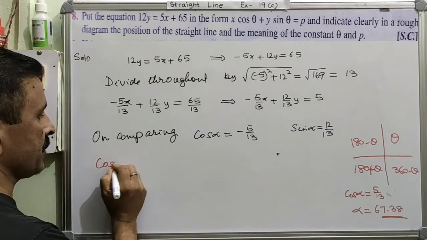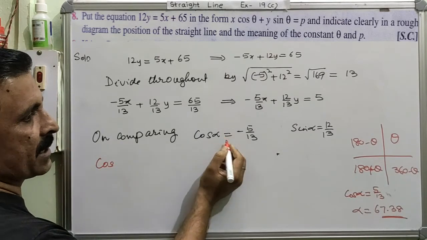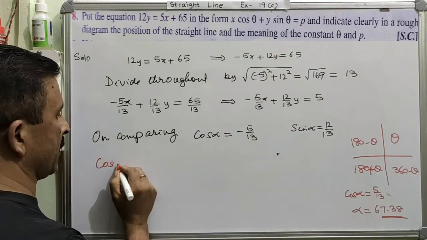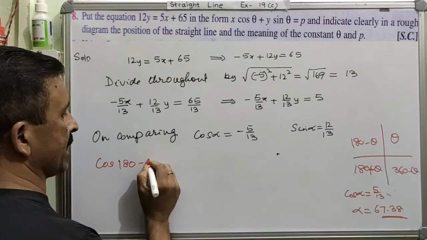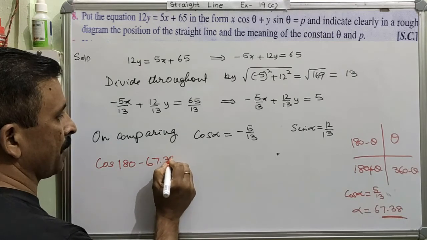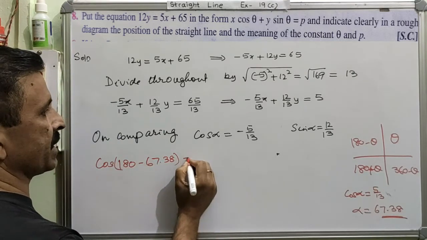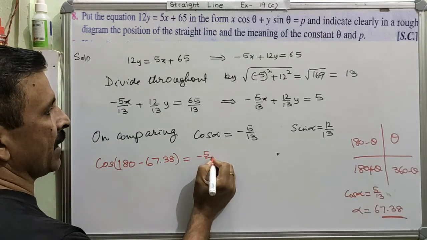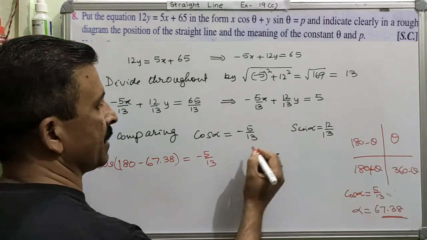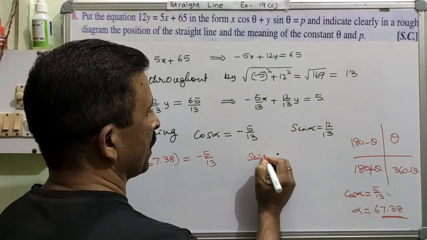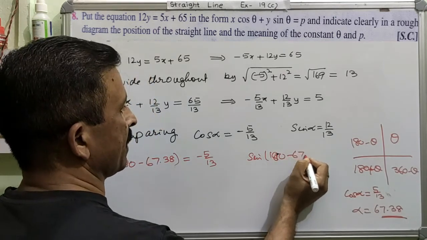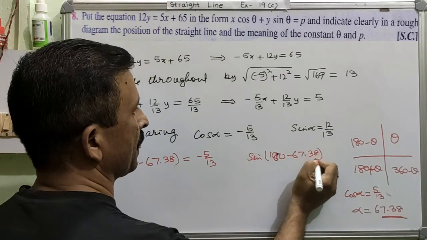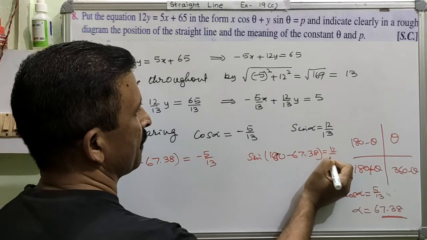So therefore, we can compare this now. Cos, in place of this, we will write 180 minus alpha, and alpha calculated is 67.38. And this is equal to negative 5 over 13. Similarly, sine of 180 minus 67.38 is equal to 12 over 13.